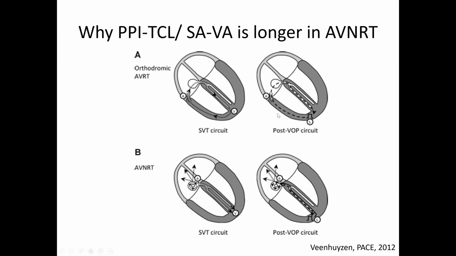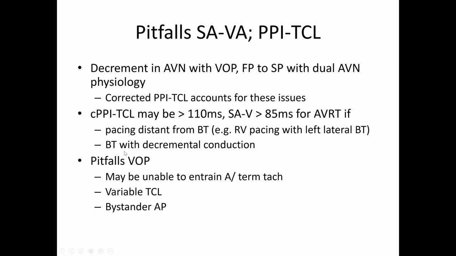Whereas in AV reentrant tachycardia, you've got a circuit looping around involving the AV node, the His-Purkinje system, the myocardium, and back through an accessory pathway. Where you're pacing from is actually part of the circuit. So your last beat you entrain, the next beat that comes around, if you're truly on part of the circuit, the PPI minus TCL should be zero. I mean, it's very rarely zero, but that's why it's shorter in AV reentrant tachycardia.